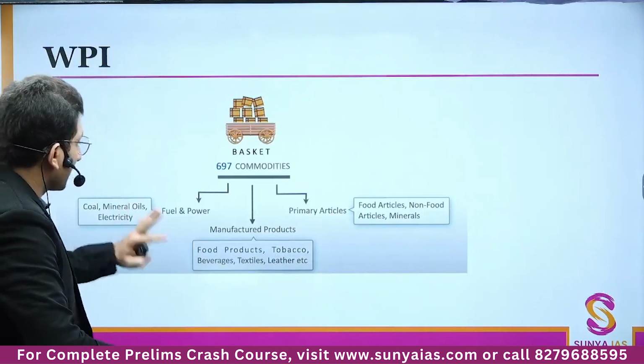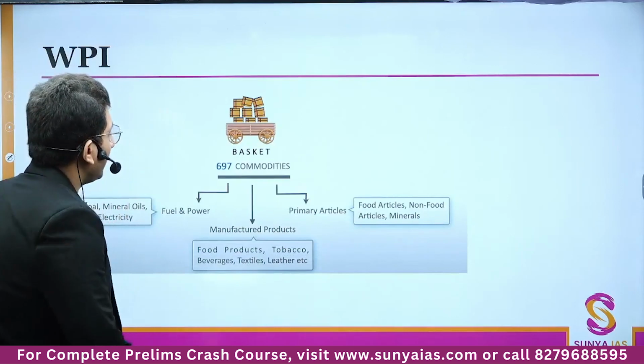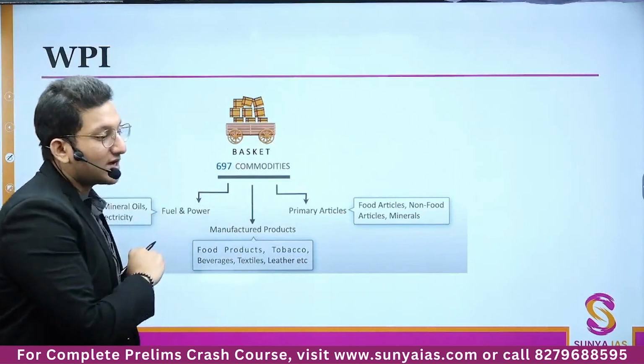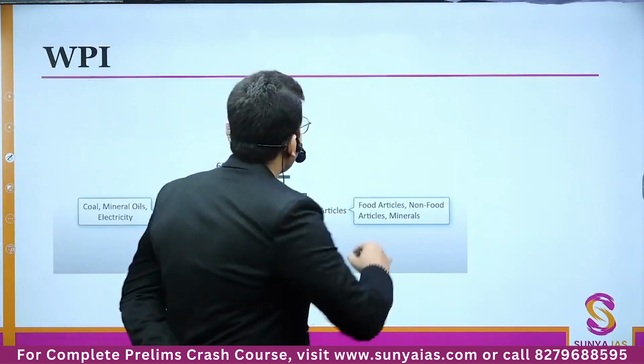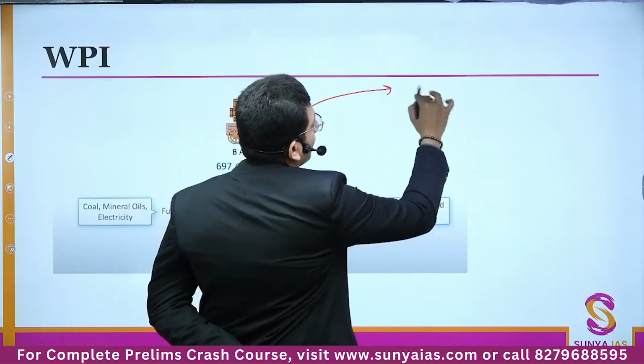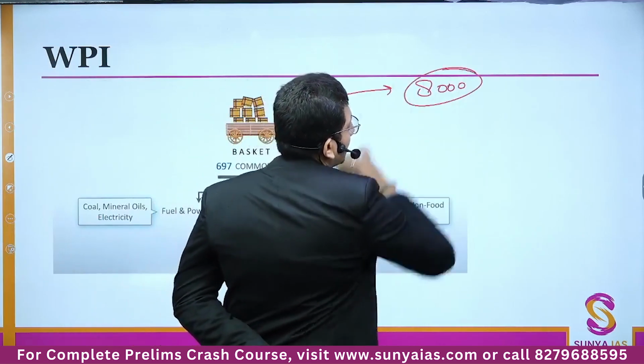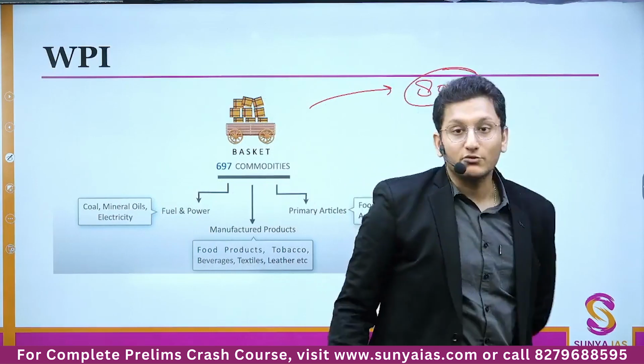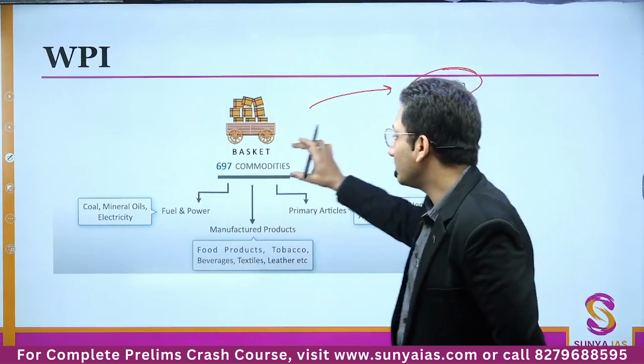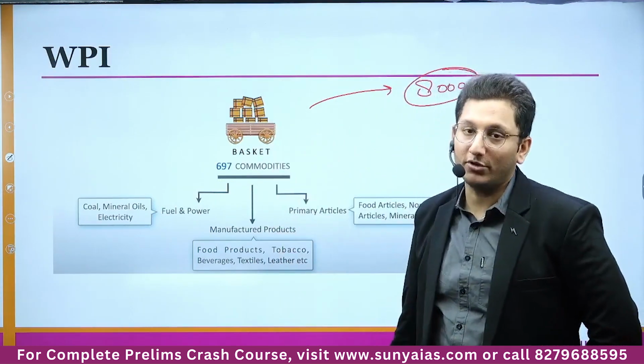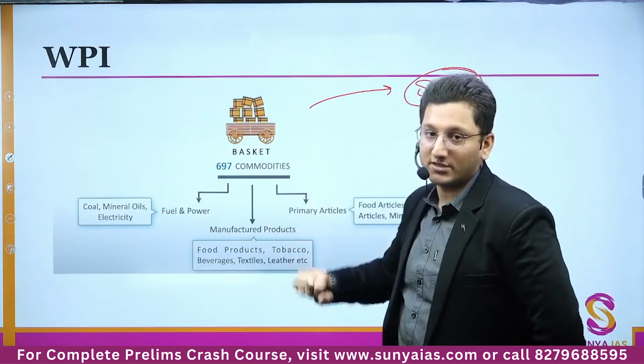देखो बेसिकली, how many commodities we have in the basket of WPI. See, government does survey in more than 8,000 mandis and they have fixed the basket of 697 commodities. ठीक है, ये total commodities की basket है.